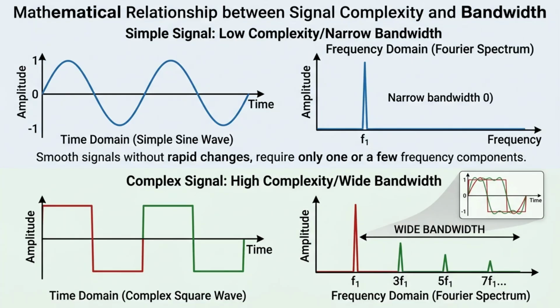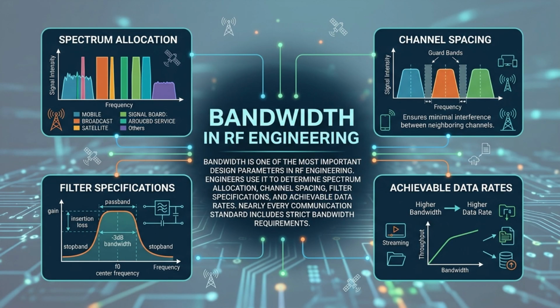Mathematically, bandwidth emerges naturally from Fourier analysis. Signals containing rapid transitions or sharp edges require many frequency components to represent them accurately. As signal complexity increases, the required bandwidth generally increases as well. Bandwidth is one of the most important design parameters in RF engineering. Engineers use it to determine spectrum allocation, channel spacing, filter specifications, and achievable data rates. Nearly every communication standard includes strict bandwidth requirements.